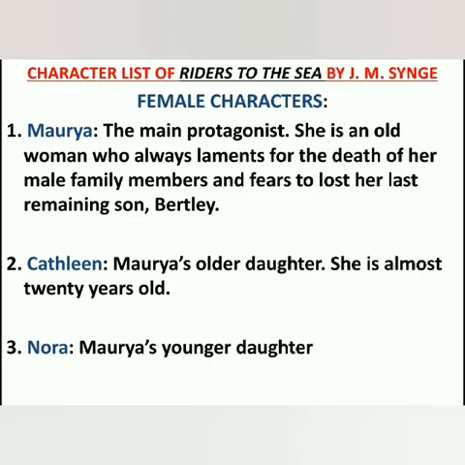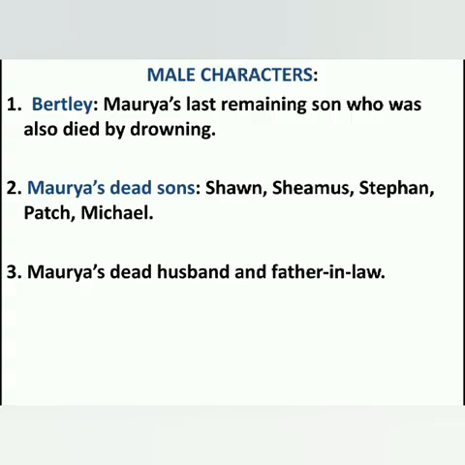Then we have the character of Cathleen. She is Maurya's older daughter. She is almost 20 years old and she maintains the household duties. Okay. Then we have the next character, Nora, who is Maurya's younger daughter. After this we have the male characters. So we have the character of Bartley, who is Maurya's last remaining son. But by the end of this play, Bartley also dies by drowning.